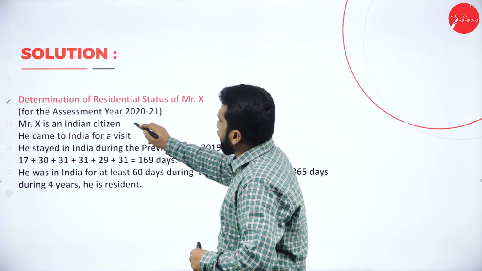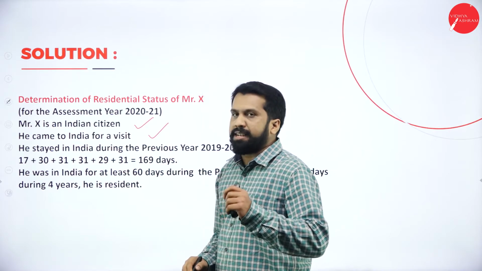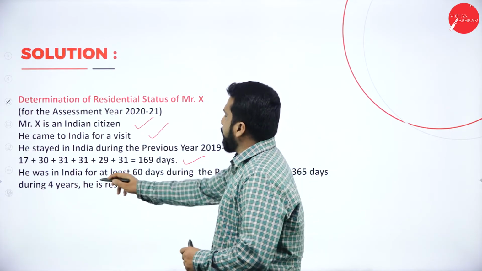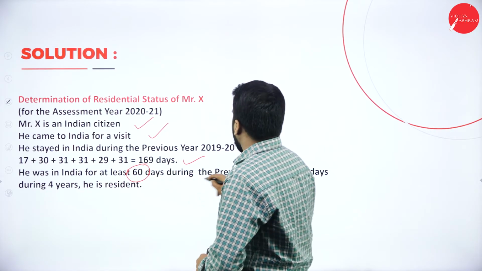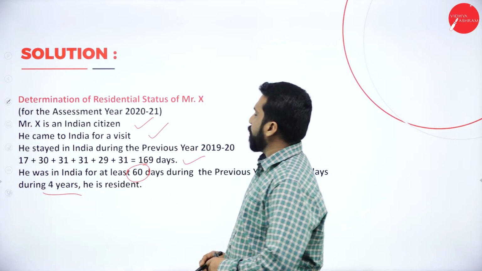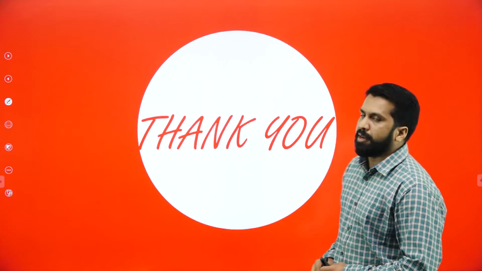Mr. X is an Indian citizen. Yes. He came to India for a visit. Yes. He stays for 169 days. Yes. He was in India for 60 days during the previous year and 365 days during the 4 years. He is called resident. Yeah. This is all about your today's session.